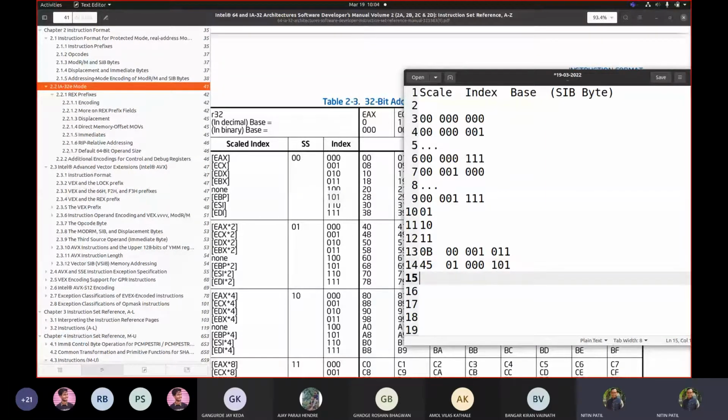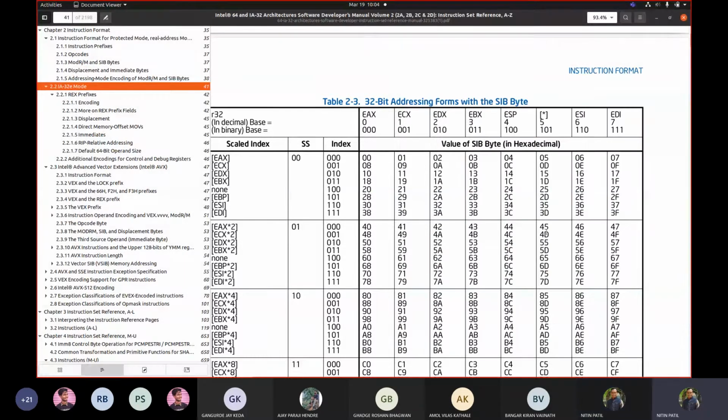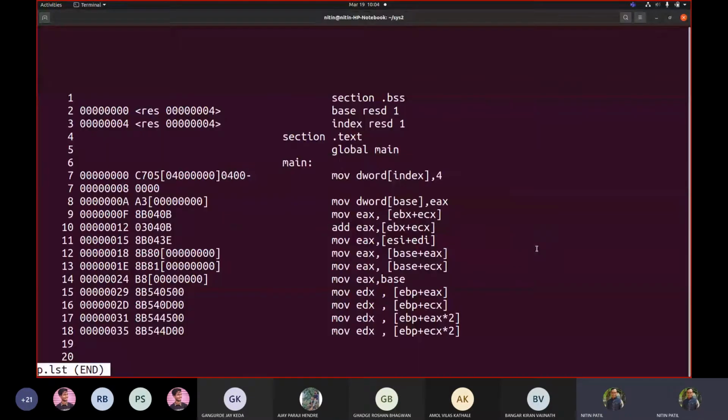Now next we had 4D. 4D means what? 0 1 0 0. Now D means what? A B C D, 10 11 12 13. It is 13. So 8 plus 4, like this. So you can see that this is for ECX and this is for EBP. So 4D was meant for ECX and EBP. That's why this 4D. And in the code as well, you can see EBP and ECX were picked.